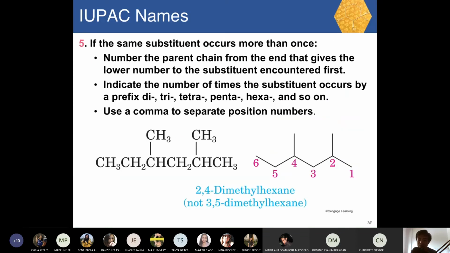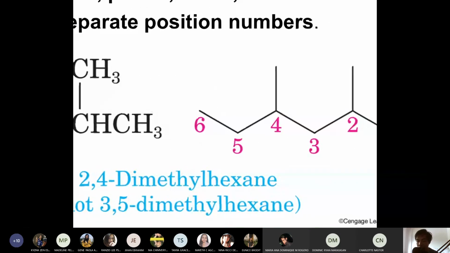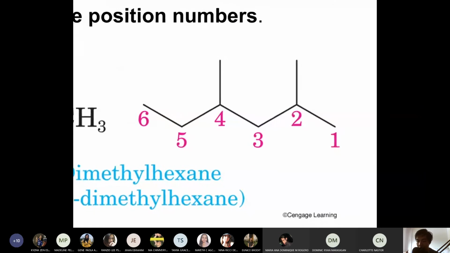What if we have two same substituents na? So for example, this is our parent chain. Highlight natin.